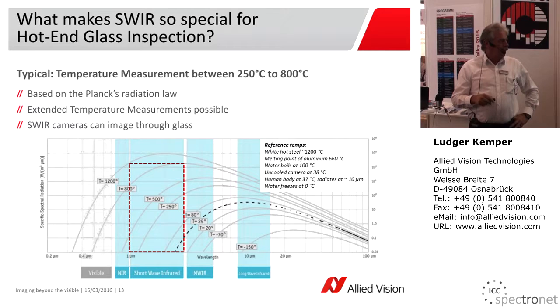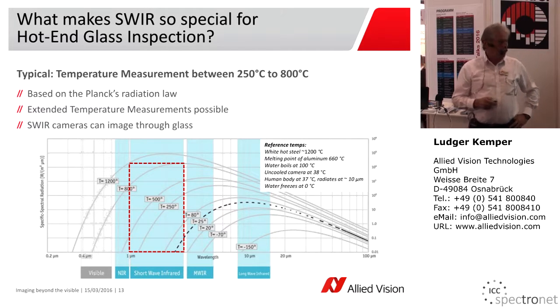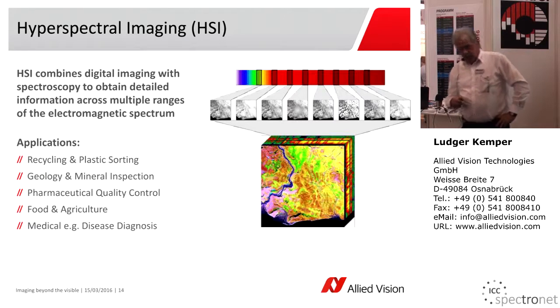So that is easier. But when you only want to see differences in temperature, for example in glass inspection, then you can detect it relative and not absolute. And therefore you don't need any calibration.